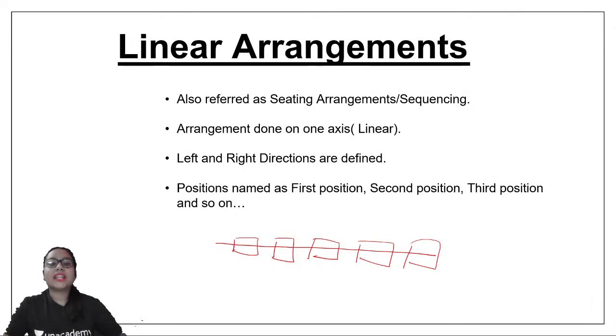So the arrangement is done only on one axis. Another very important point in linear arrangements is that the left and right directions are defined. And the positions are named as first position, second position, third position, and so on. One of the benefits of linear arrangement is that you don't have to learn anything new or spend time learning formulas. The only way to excel at linear arrangement questions is by practicing. The more you practice, the more you'll be able to solve.